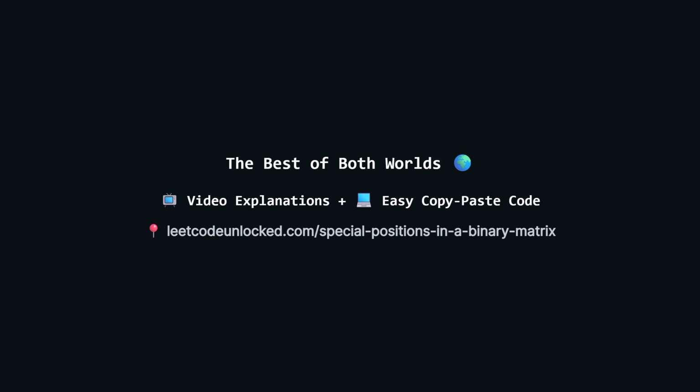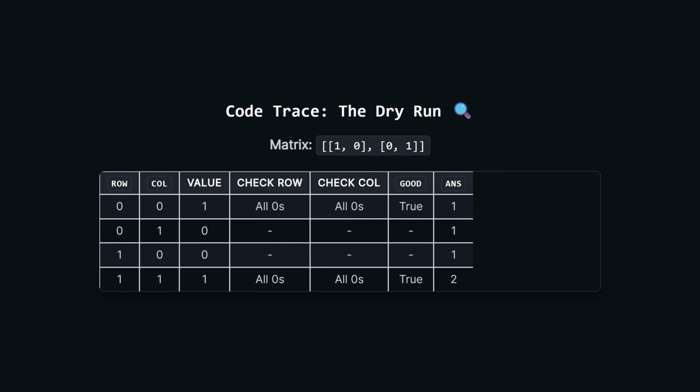Now getting back to the explanation. Code can be hard to visualize just by looking at it, so let's run a simple 2x2 diagonal matrix through it. At row 0, column 0, we hit a 1. We scan its row and column. Both are clear. So good stays true, and our answer becomes 1.